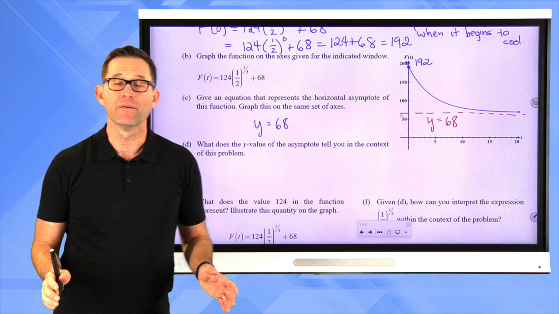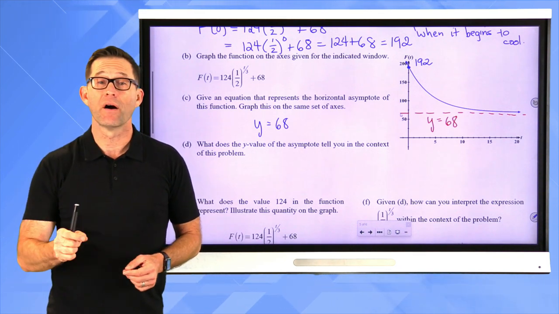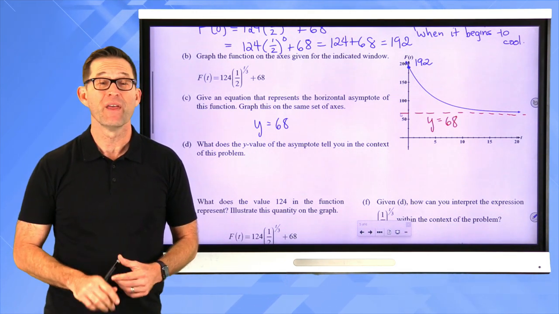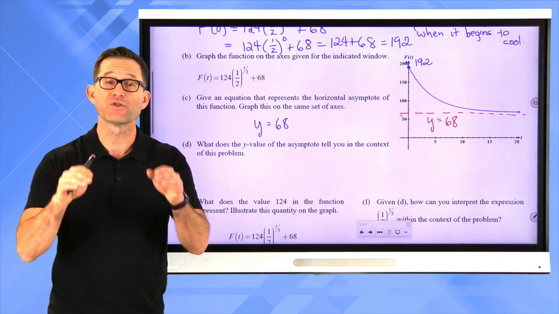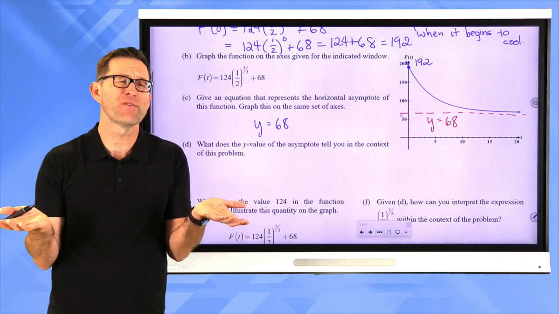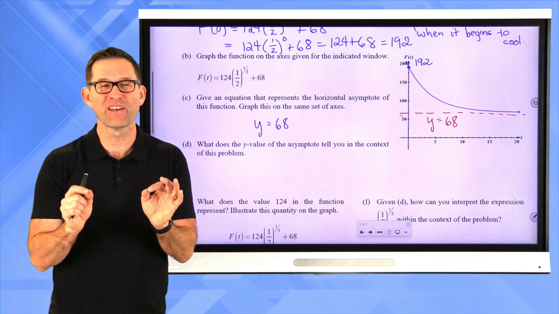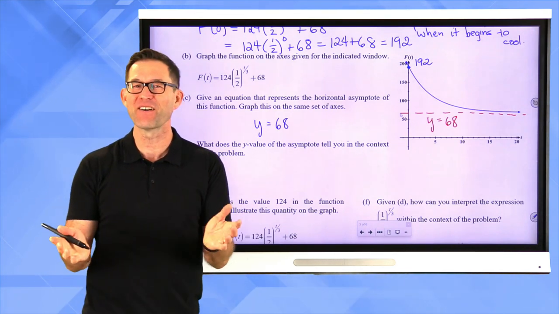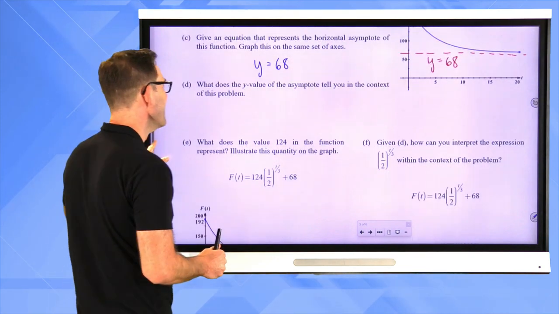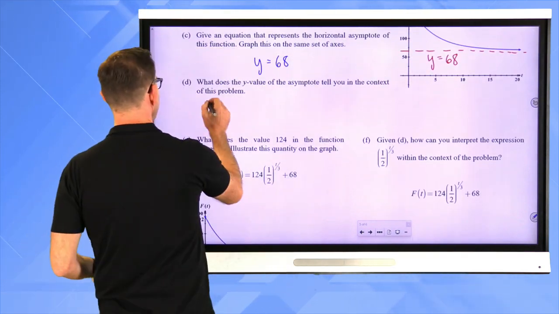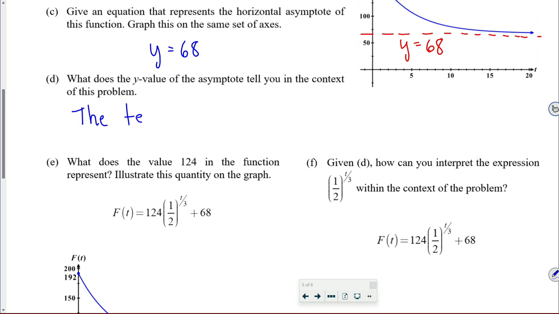I hope you figured it out. 68 is the constant room temperature, right? It's the temperature of the room in which the coffee, I don't know why I said coffee, in which the hot liquid is cooling down. Maybe I've got coffee on my mind. All right, what does it tell you? The temperature of the room.